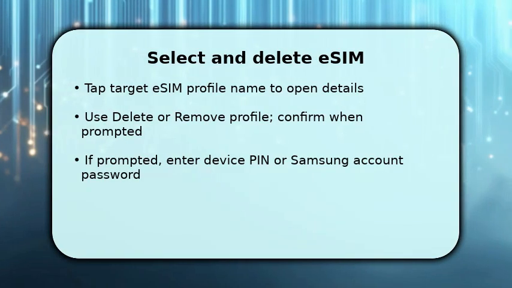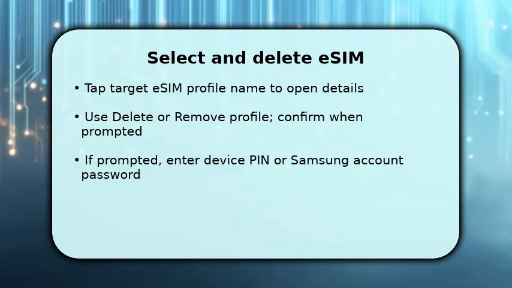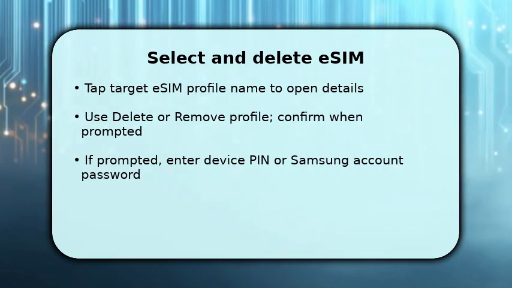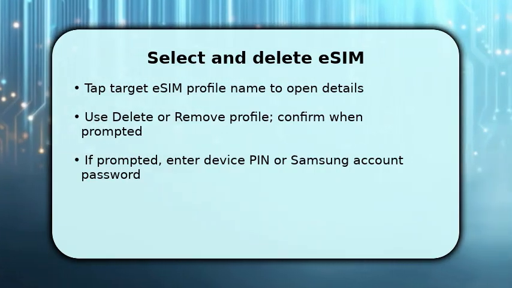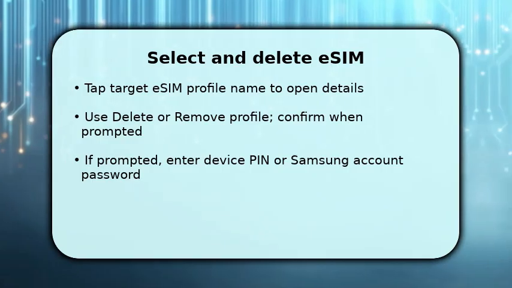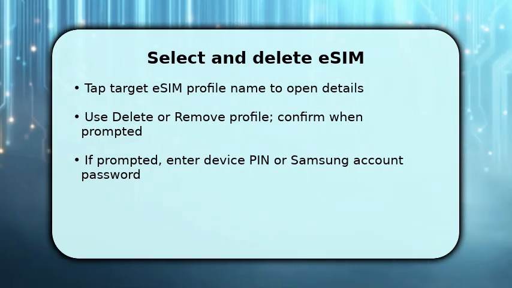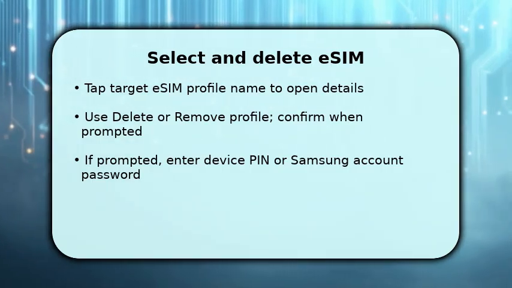You now select the eSIM profile you want removed and open its details screen. This exposes the Delete or Remove Profile button. Tap Delete, then confirm the action. Phones ask to verify to prevent accidental loss.